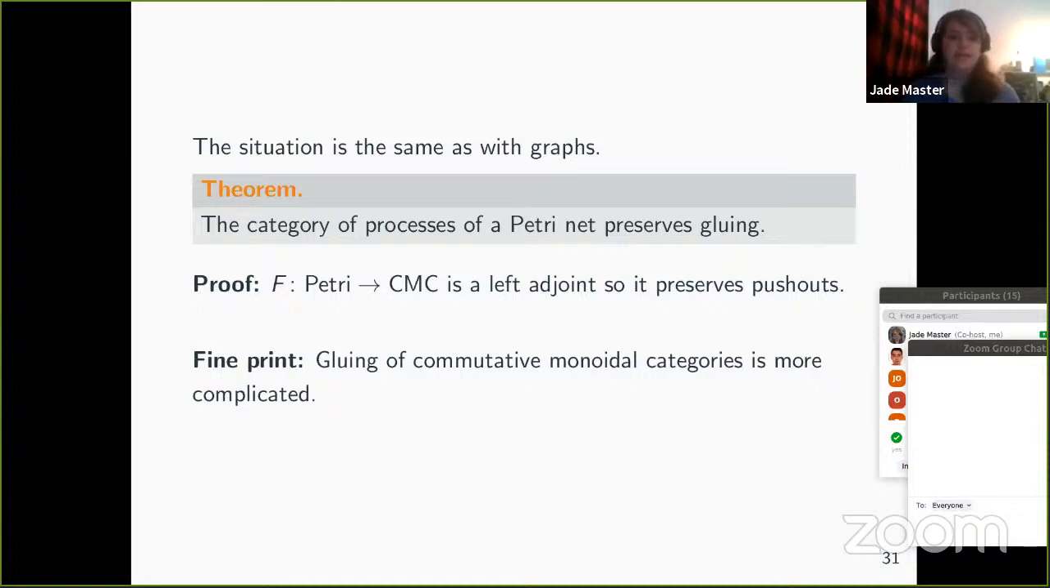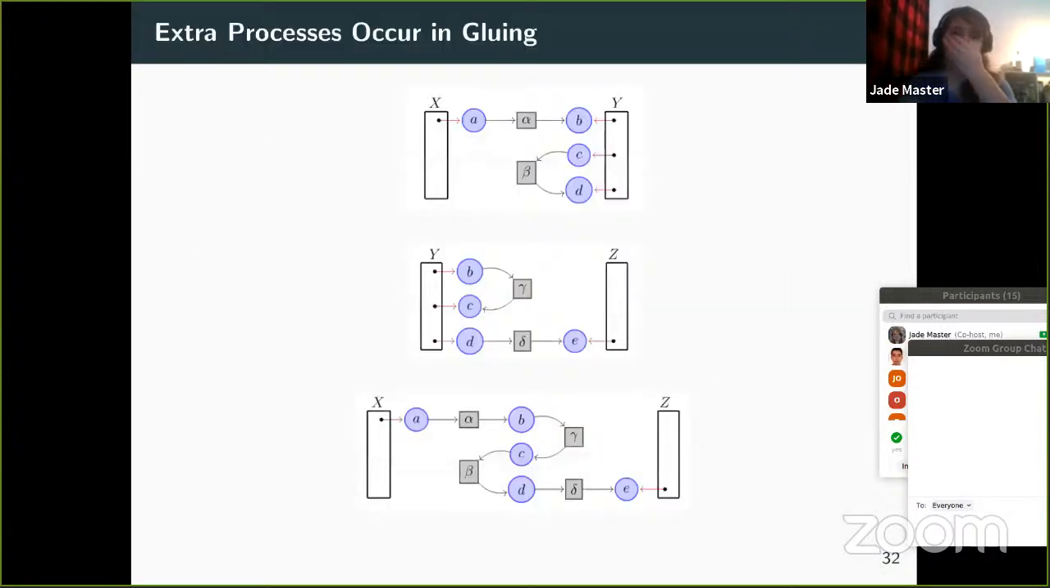So if you take the free commutative monoidal category on 2 Petri nets and then compare that to the free commutative monoidal category on the gluing of the 2 Petri nets, then there are a lot of new morphisms you're going to have to add, which zigzag back and forth between the 2 Petri nets in order to get them to be the same. So here's what I mean by that. Here's an example of a Petri net from X to Y and Y to Z. And here's an example of their glued together morphism.